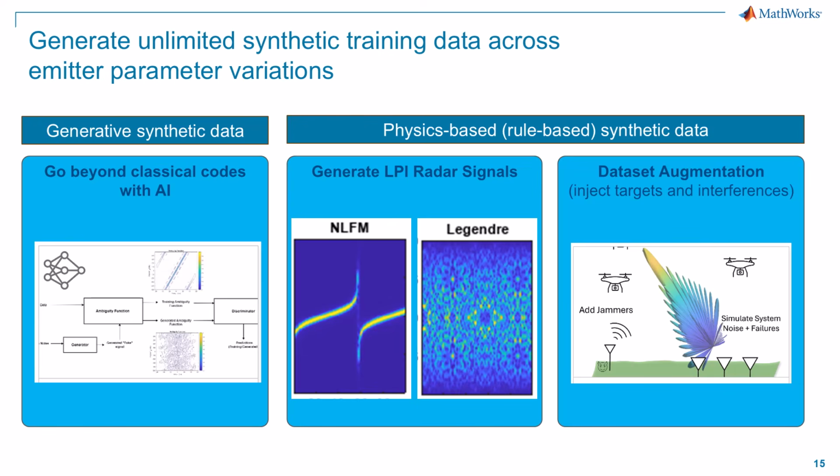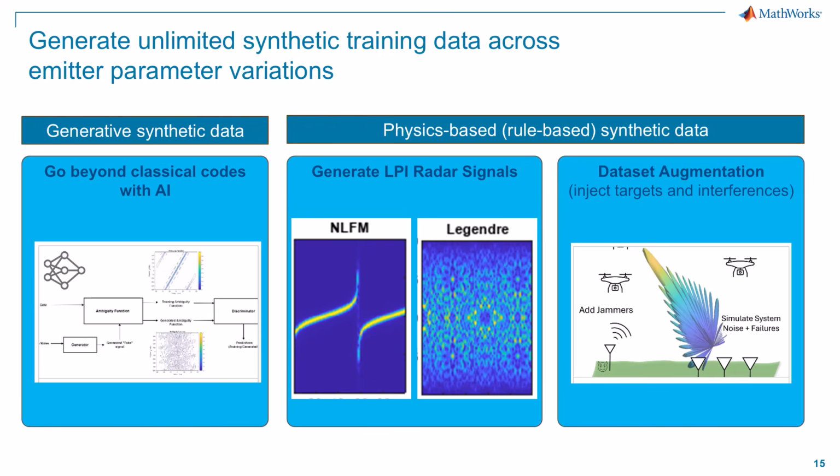A critical use case for the waveform simulations I just showed you is creating datasets to train AI models. On the left, generative synthetic data using adversarial networks to go beyond classical waveform codes and generate novel signal variations your system hasn't seen before. In the center, physics-based LPI radar signal generation: NLFM, Legendre-coded, and other waveform types that your ES system needs to detect and classify. On the right, dataset augmentation, injecting synthetic targets and interference into recorded datasets to expand training diversity.